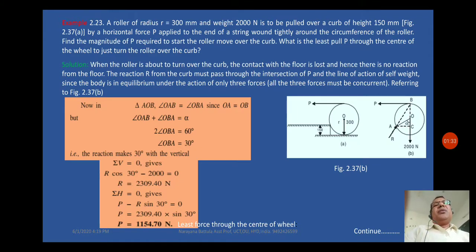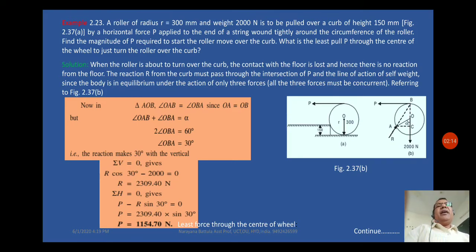So when the roller is about to turn over the curb, the contact with the floor is lost and hence there is no friction, that is, no reaction from the floor, because while it is pulling with the P, automatically it can be lifted over the curb. That's why the reaction R from the curb must pass through the center, the intersection of P and the line of action of the self weight.